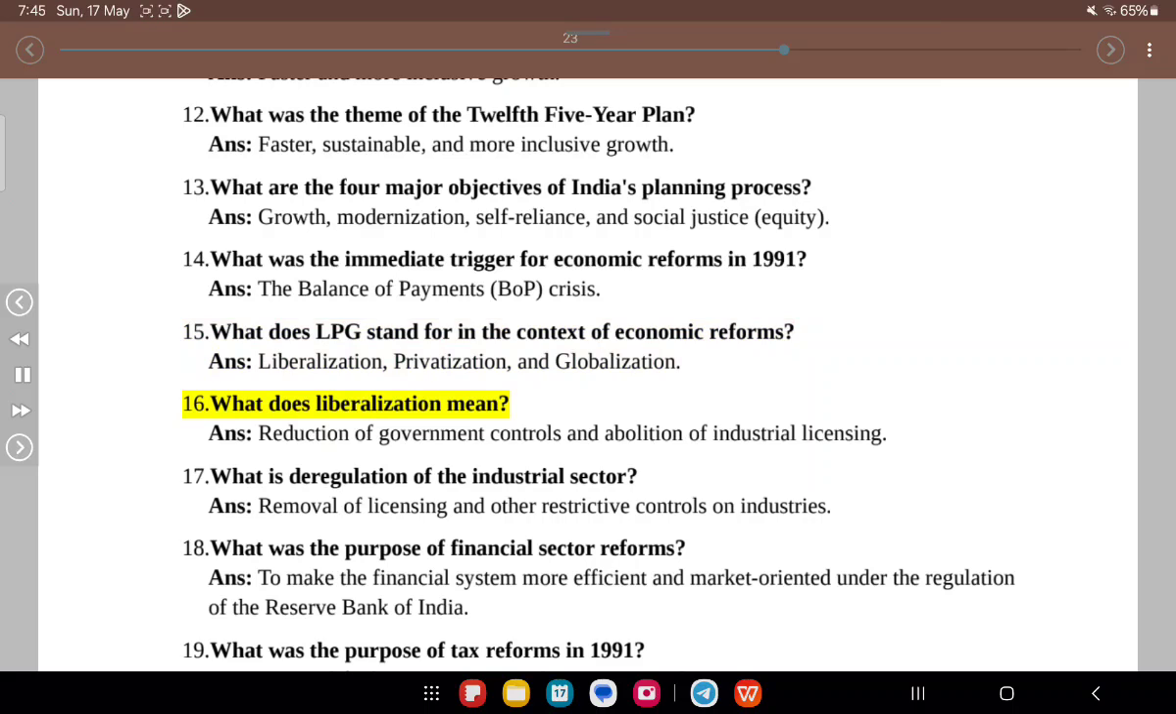16. What does liberalization mean? Ans. Reduction of government controls and abolition of industrial licensing. 17. What is deregulation of the industrial sector? Ans. Removal of licensing and other restrictive controls on industries. 18. What was the purpose of financial sector reforms? Ans. To make the financial system more efficient and market-oriented under the regulation of the Reserve Bank of India.